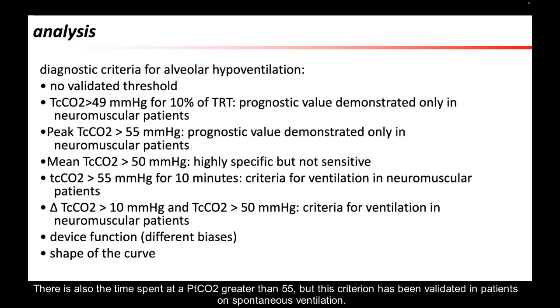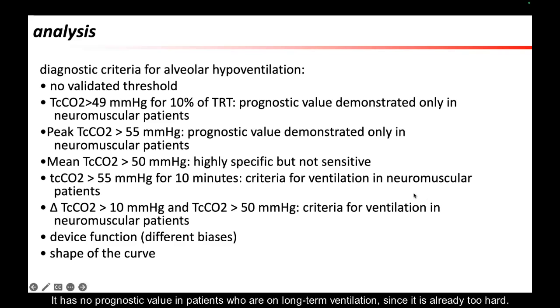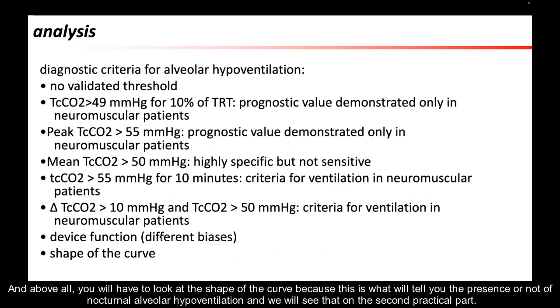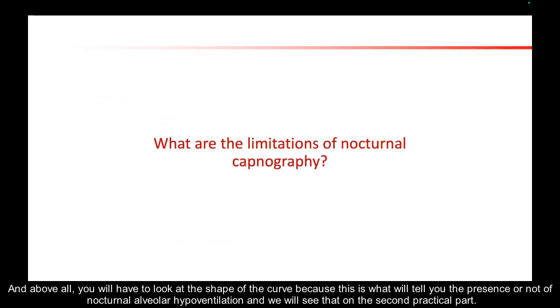But this criterion has been validated in patients on spontaneous ventilation. It has no prognostic value in patients who are on long-term ventilation, since it is already too hard. And above all, you will have to look at the shape of the curve, because this is what will tell you the presence or not of nocturnal alveolar hyperventilation, and we will see that in the second practical part.